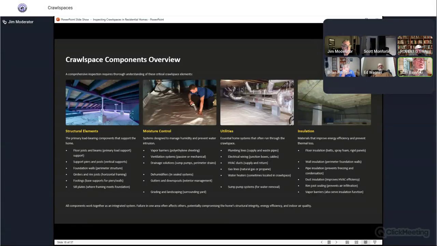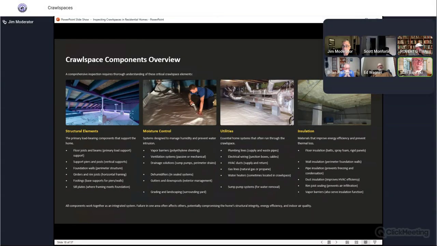So structural elements. Comprehensive inspection requires thorough understanding of these critical crawl space elements. Primary load-bearing components that support the home. Very similar to a foundation, just on a shorter level. So you're going to have a carry beam, girder, whatever you want to call it, and floor joists extending from them to the foundation walls.